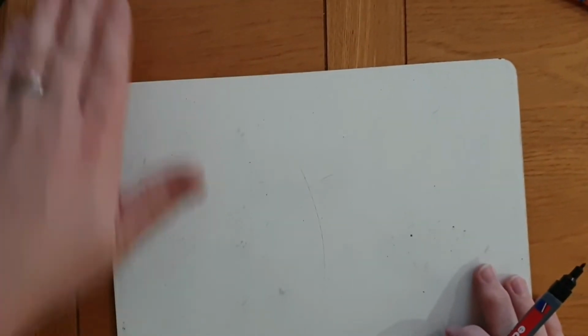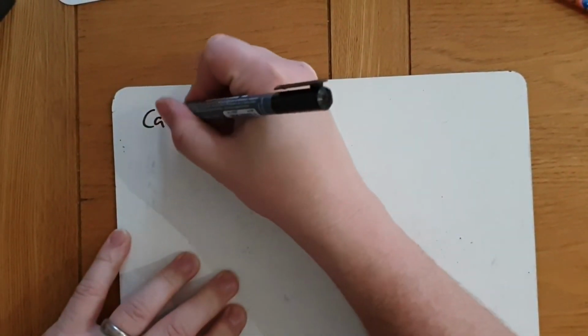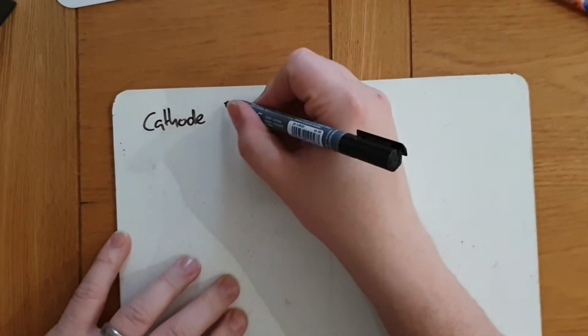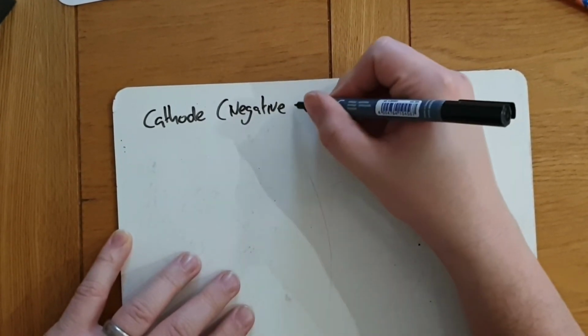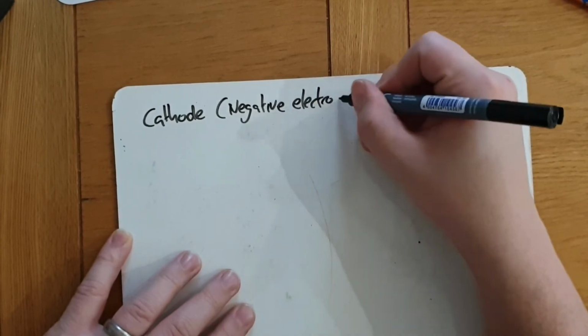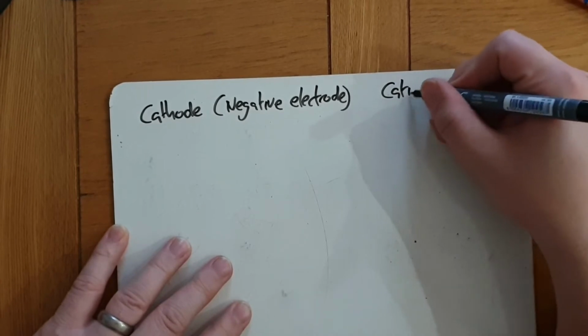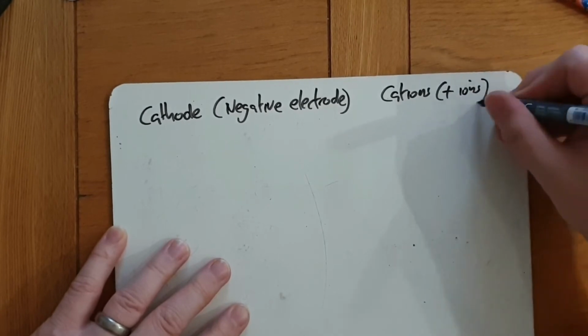Okay, so there's a couple of new terms to talk about here. I'm going to talk first about what is going to happen at the cathode. And if you remember, the cathode is the negative electrode, and it is where cations go. And cations are positive ions.